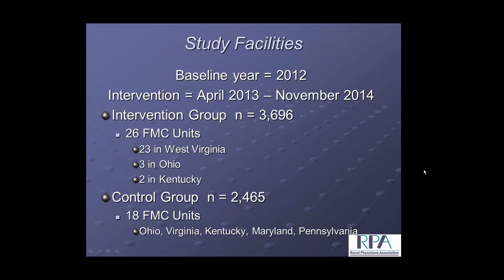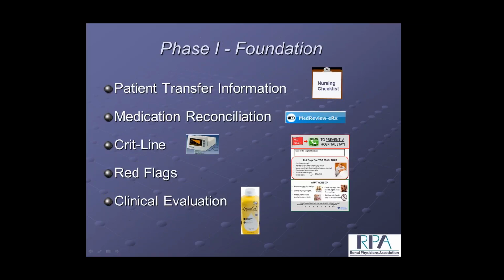2,500 patients. The project was rolled out in 3 phases. The first phase consisted of the following components. Nursing checklists were developed to capture transfer information for pre- and post-hospitalizations.